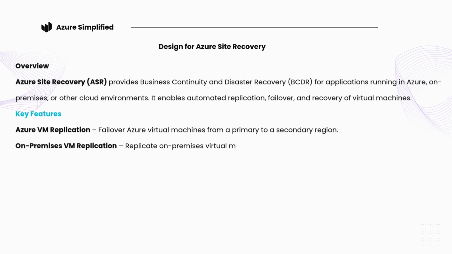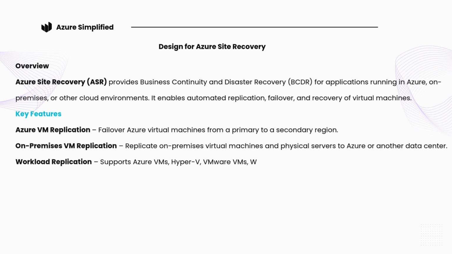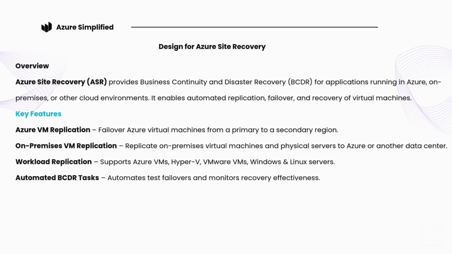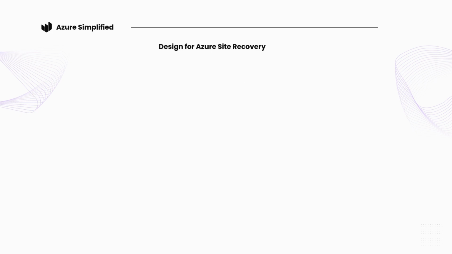Key features. Azure VM replication, failover Azure virtual machines from a primary to a secondary region. On-premises VM replication, replicate on-premises virtual machines and physical servers to Azure or another data center. Workload replication, supports Azure VMs, Hyper-V, VMware VMs, Windows and Linux servers. Automated BCDR tasks, automates test failovers and monitors recovery effectiveness.